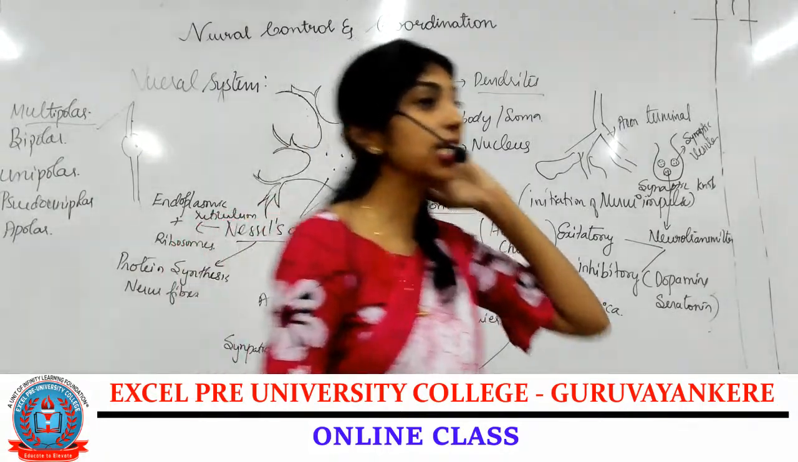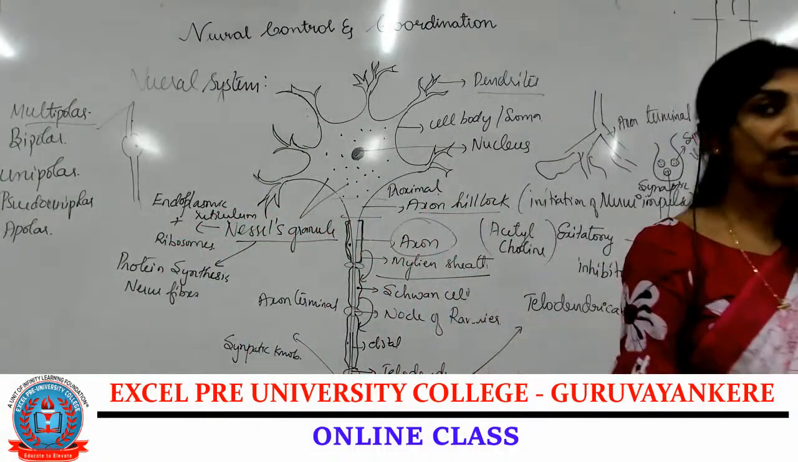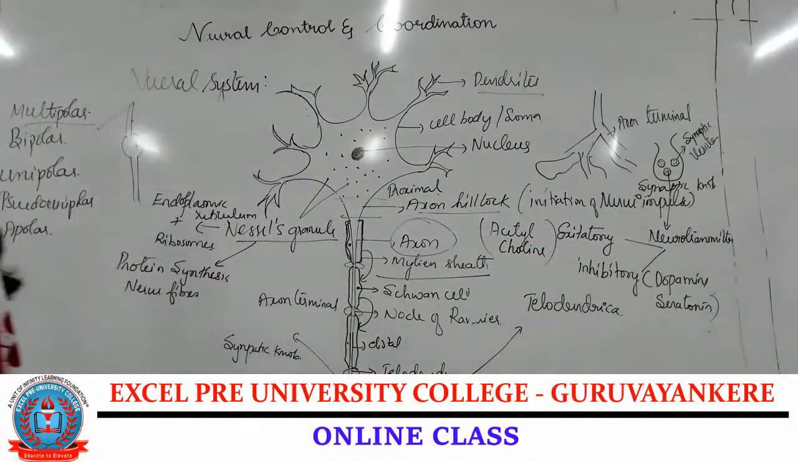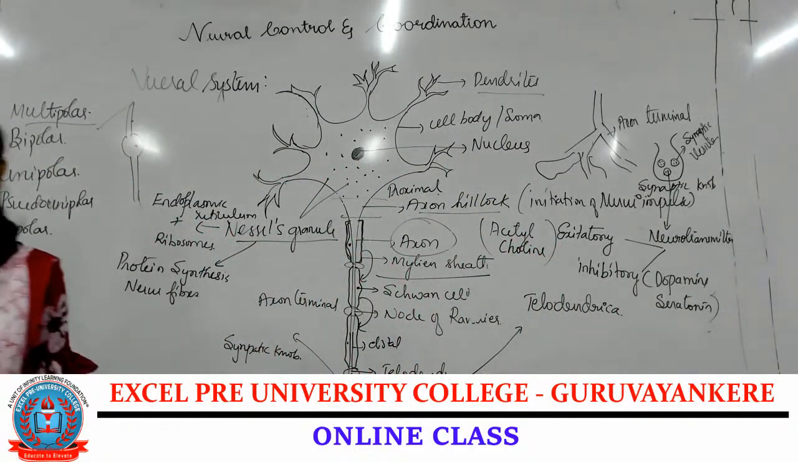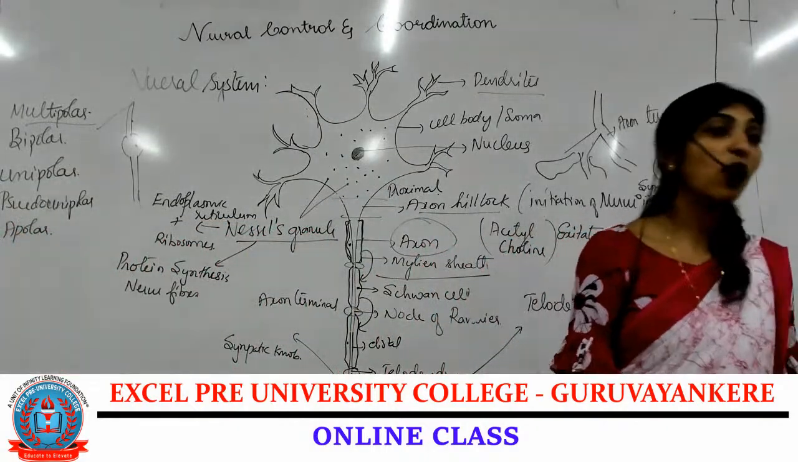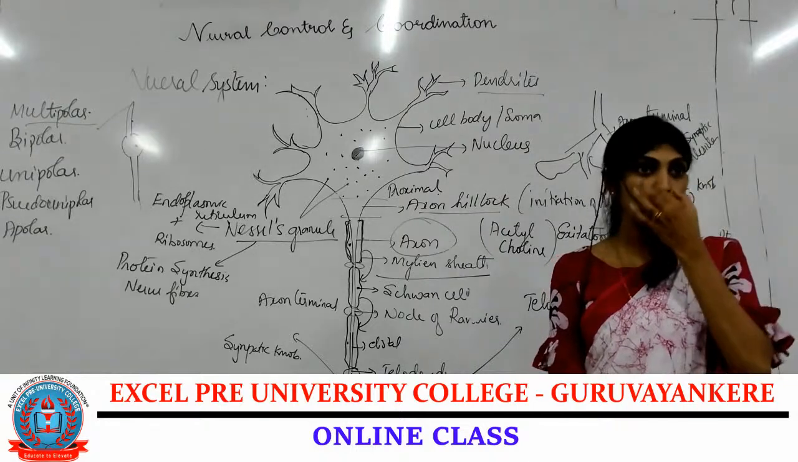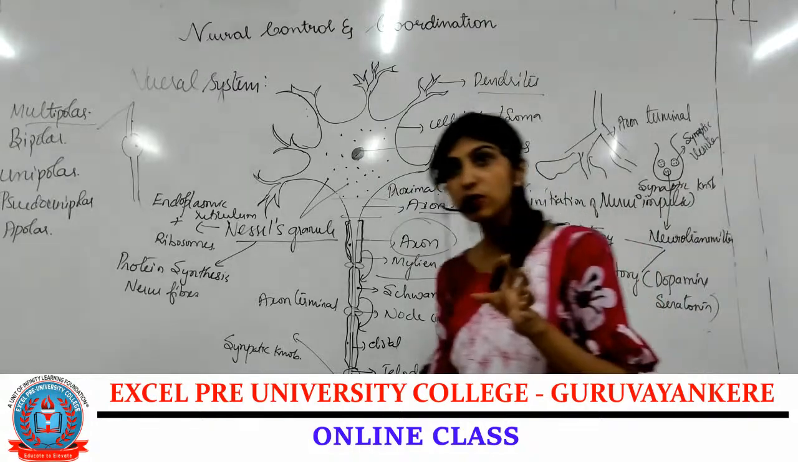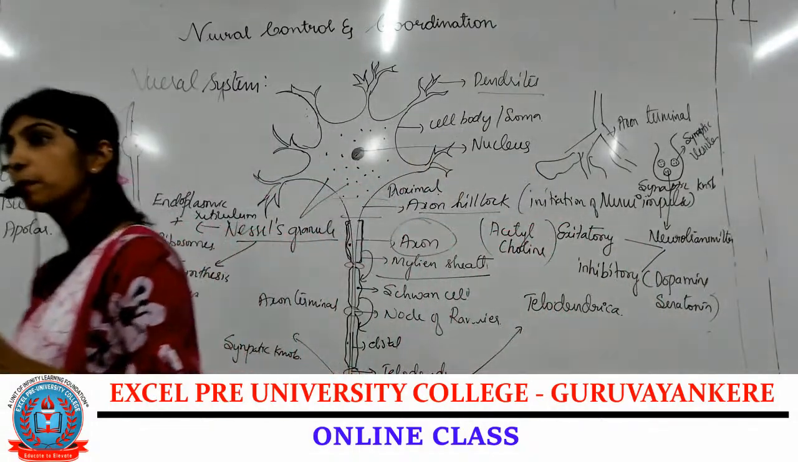They are present in the retina of our eye and the olfactory region. Retina of the eye and olfactory region. Olfactory, nose. Okay, nose region. Olfactory region. Clear, Vishnu?